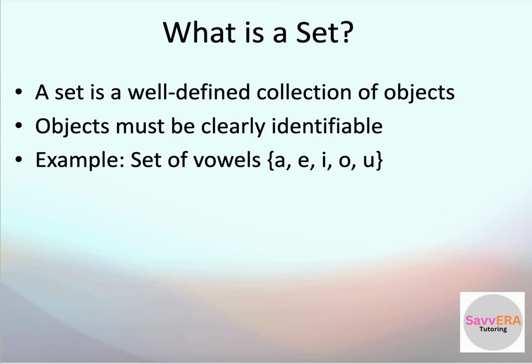So next is, what is a set? How do we define what a set is? A set is a well-defined collection of objects. Objects must be clearly identifiable. For example, if we list A, I, O, U, we cannot just say that they're alphabet letters. We have to be very specific. So we would say set of vowels, okay? So that's what makes a set well-defined.